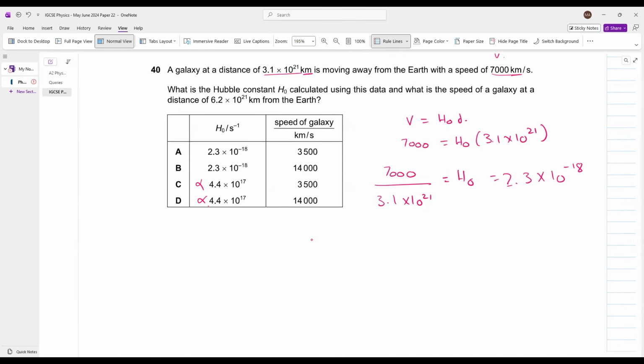Now you have to calculate the speed of the galaxy that is at a distance of 6.2 into 10 to the power of 12 kilometer away from Earth. How will we do that? V is equal to H naught D.